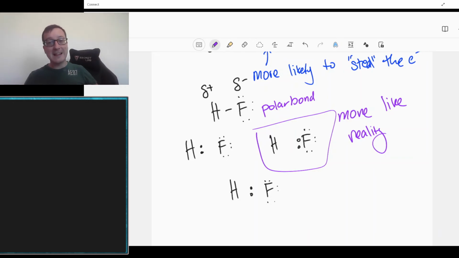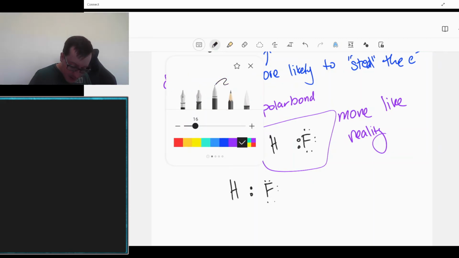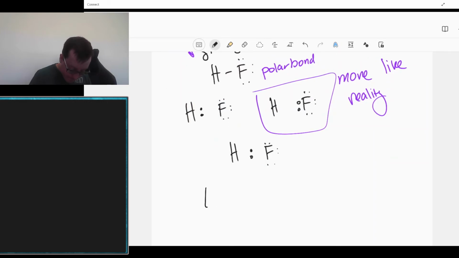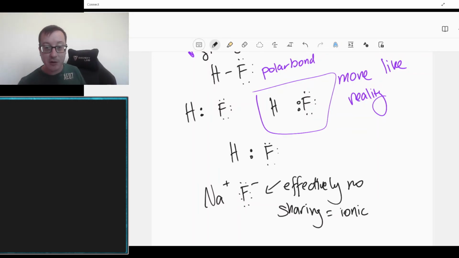We have something that's slightly negative, slightly positive. This is delta, by the way, the Greek letter delta, and it's a lowercase delta. So it's a delta plus, delta minus, partial charges. They're not full charges, as, say, something like sodium and fluorine would have. There's no sharing, it's ionic, right? And we know that that's kind of metal, non-metal. These are our trends there. But really, it's all got to do with the electronegativity.